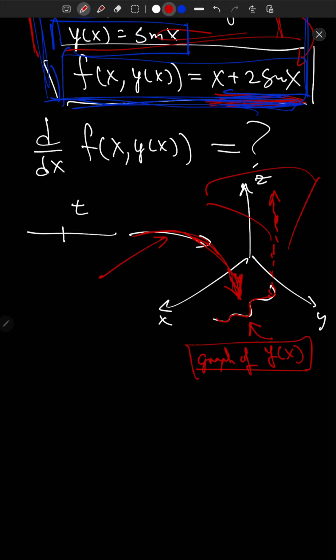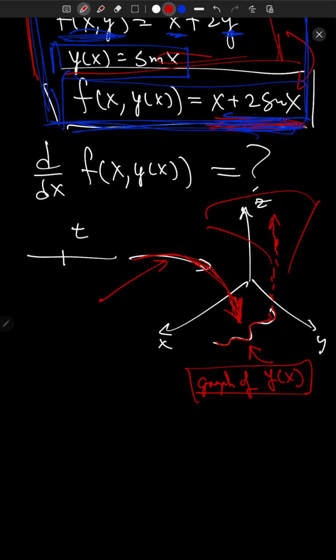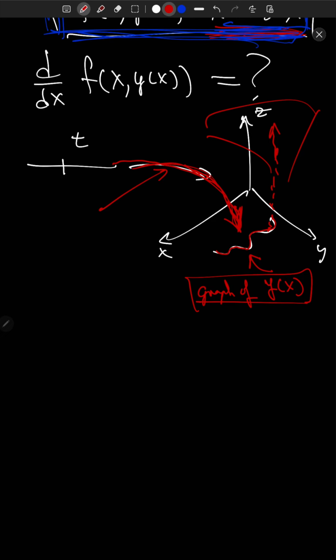And what I want to do is a parameterization of the graph of y of x using t. That's the easiest kind of parameterization to do, right? If you have a graph y of x, the easiest parameterization is just t comma y of t. So now we have our parameterization to this graph.